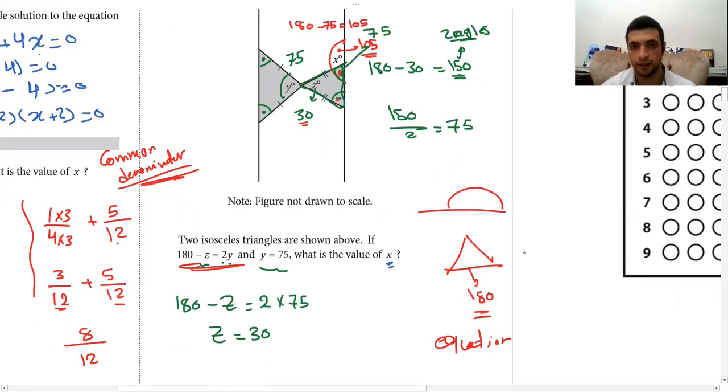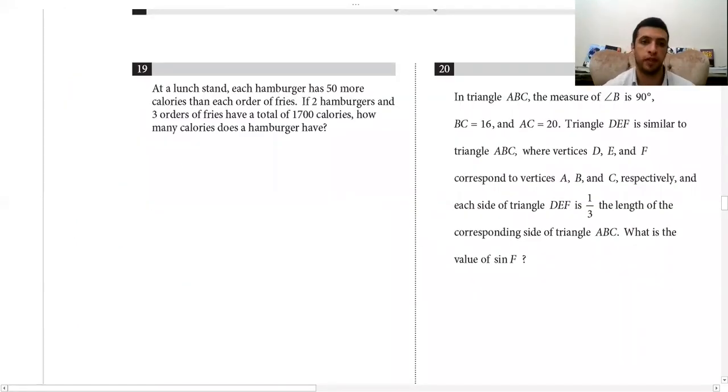Clear? Okay. Question number 19. Think first. Think which lesson you are going to use, how you are going to solve this problem. So think in that way, which lesson I'm going to use, and then you will find it easy, inshallah.